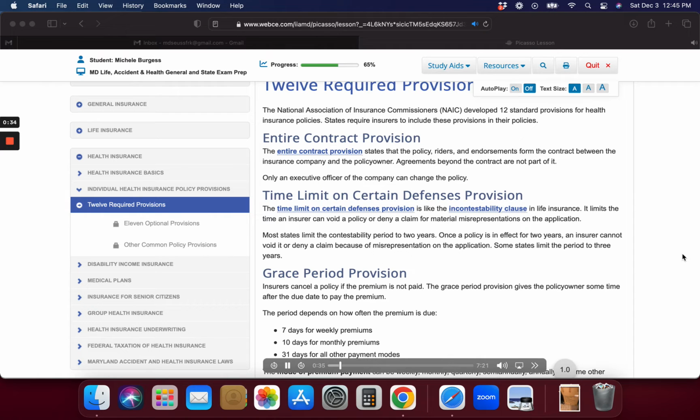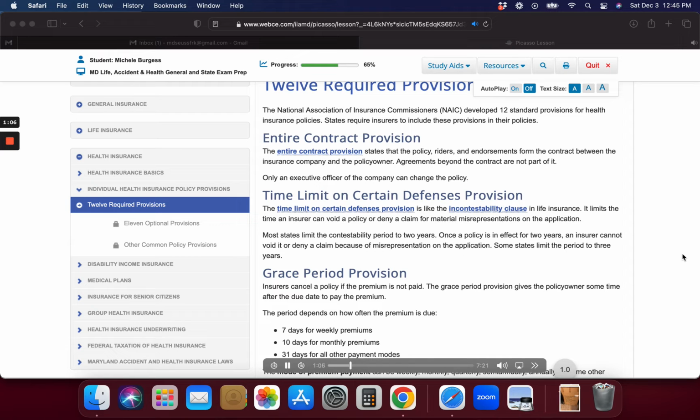Time limit on certain defenses provision. The time limit on certain defenses provision is like the incontestability clause in life insurance. It limits the time an insurer can void a policy or deny a claim for material misrepresentations on the application. Most states limit the contestability period to 2 years. Once a policy is in effect for 2 years, an insurer cannot void it or deny a claim because of misrepresentation on the application. Some states limit the period to 3 years.